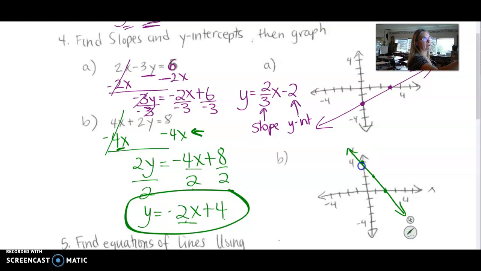So then the y-intercept is up here at 4, and the slope, remember, is rise over run. If the slope is negative 2, you can make that into a fraction by putting it over 1. So you're going to go down 2 from that point and over 1. Down 2, over 1, and you get your line. Okay, so that is part 1 of 8.4, and I will come back and do the rest.